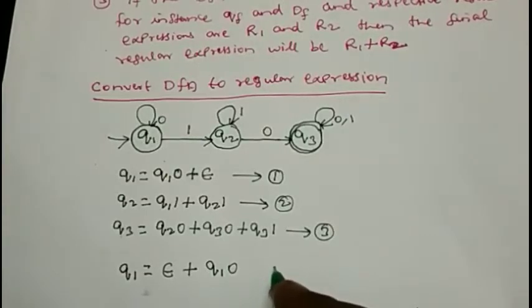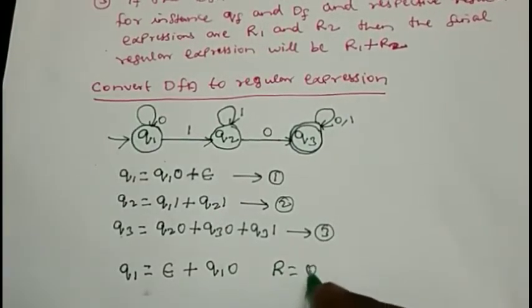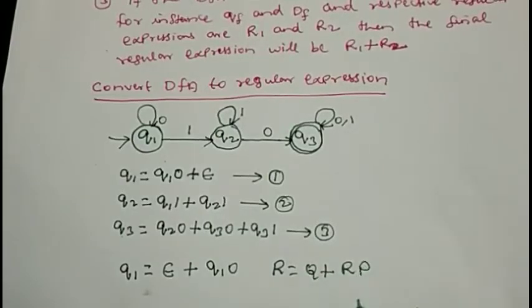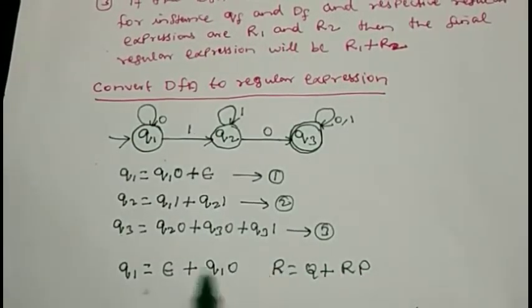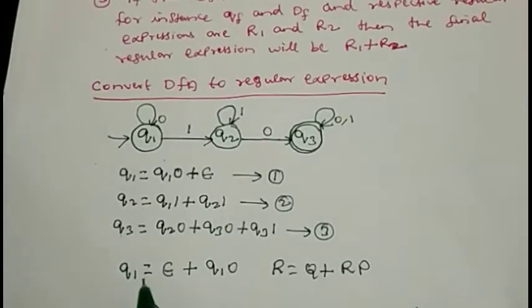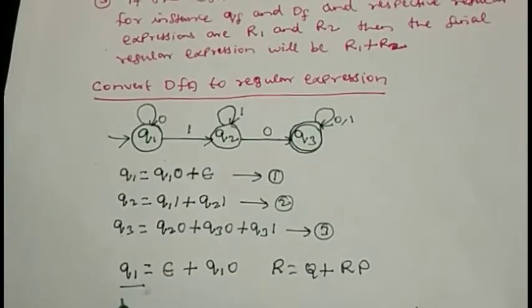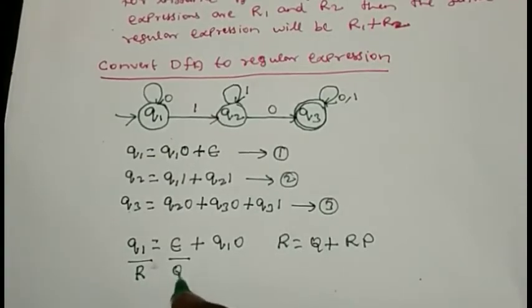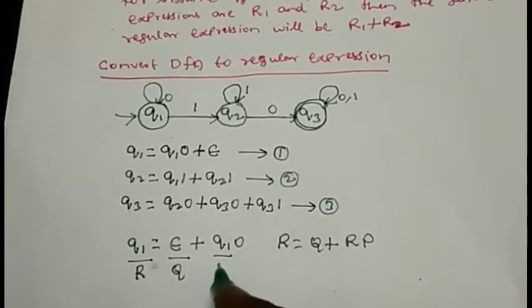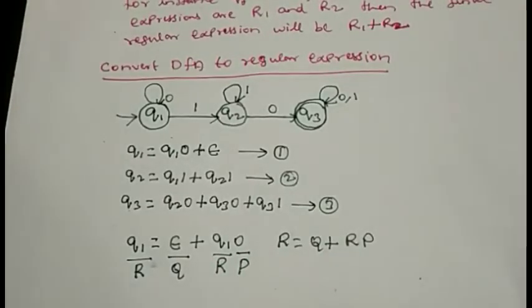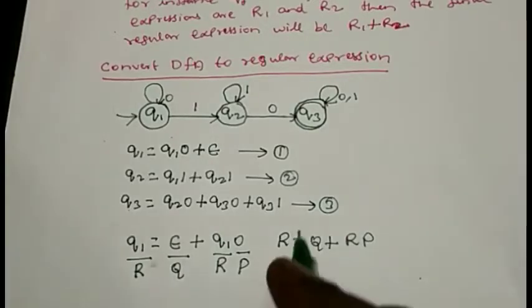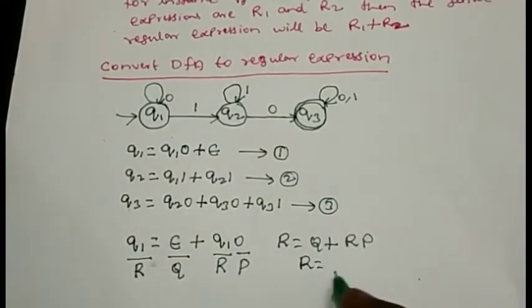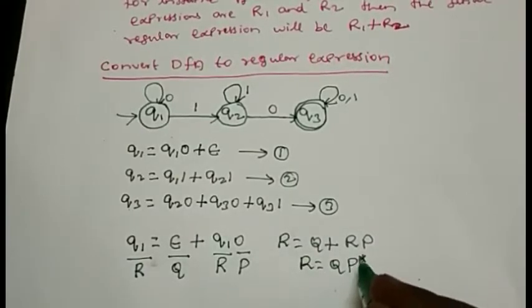The format is actually R equal to Q plus RP. So if you take this format and apply it in this equation, you can see that R is actually Q1. So left and right you have Q1 here. This portion is called R, this is called Q, and this again is called R, and this portion is called P here. So if that is the case, you can rewrite R as QP star.